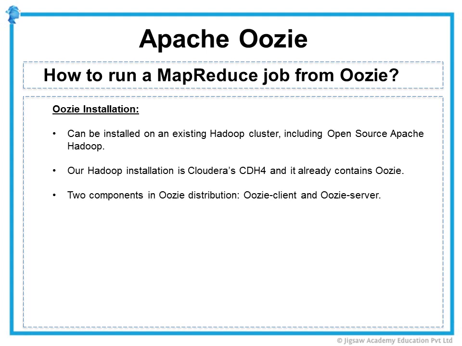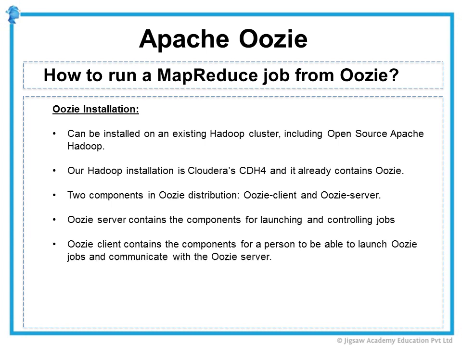There are two components in an Oozie distribution, which are basically an Oozie client and an Oozie server. And depending on the size of your cluster, you may have both components on the same edge server or on separate machines. The Oozie server contains the components for launching and controlling jobs, while the client contains the components for a person to be able to launch Oozie jobs and communicate with the Oozie server.